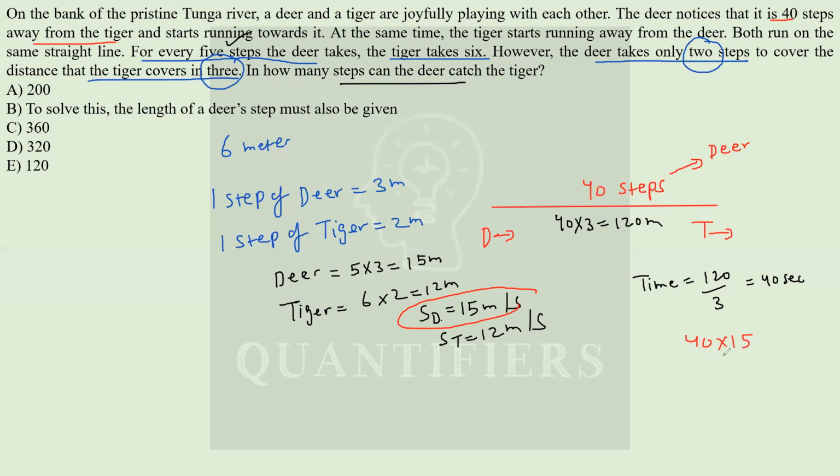This is the distance which deer is going to cover, but we have to find number of steps. And one step of deer is how many meters? One step of deer is 3 meters. So we'll divide it by 3. Okay, students. So answer comes out to be 40 into 5, 200 steps. 200 steps is the correct answer.